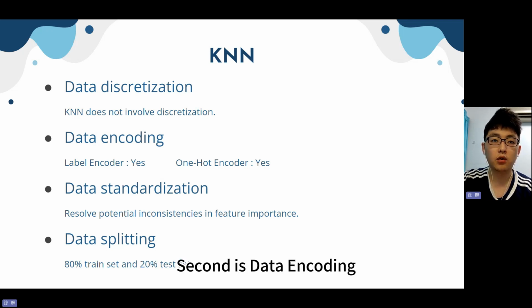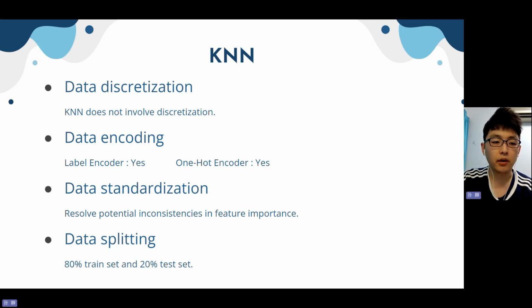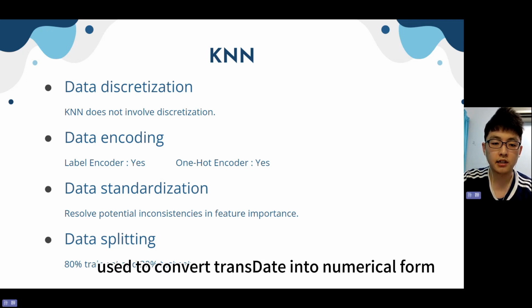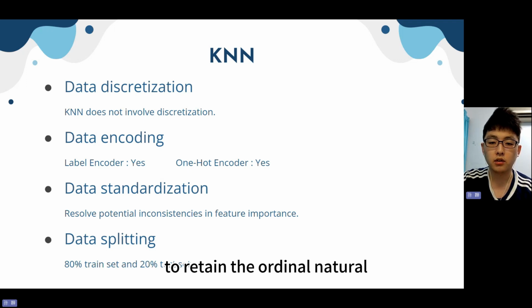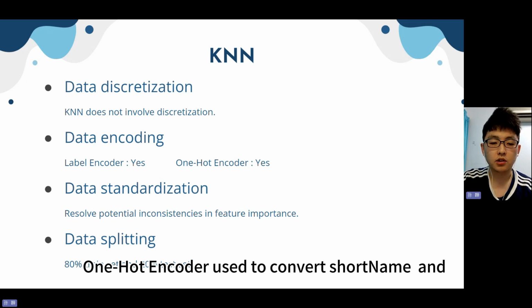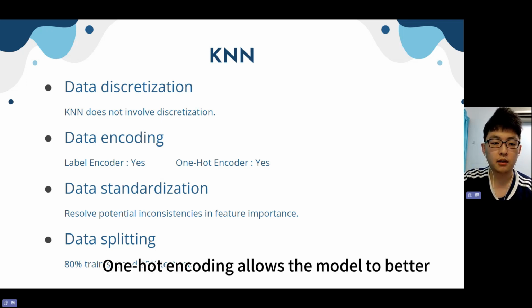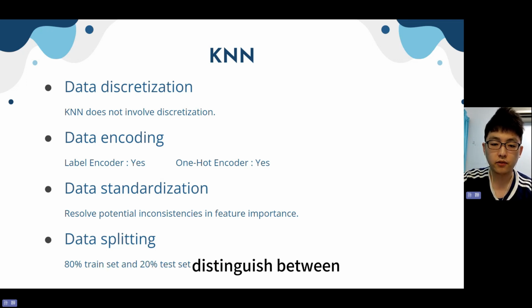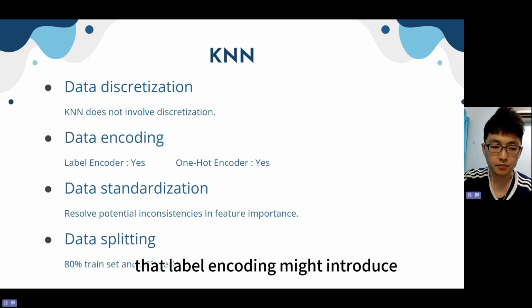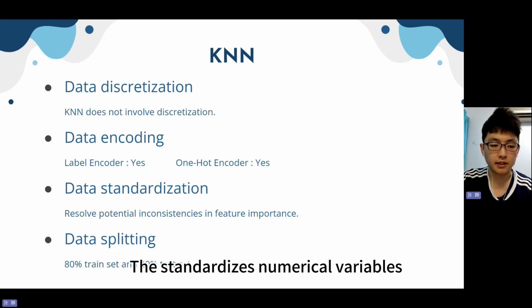Second is data encoding. Both label encoder and one-hot encoder are used. Label encoder is used to convert translate into numerical form to retain the ordinal nature of states. One-hot encoder is used to convert short name and product into numerical form. One-hot encoding allows the model to better distinguish between different categories, avoiding the false ordinal relationships that label encoding might introduce.